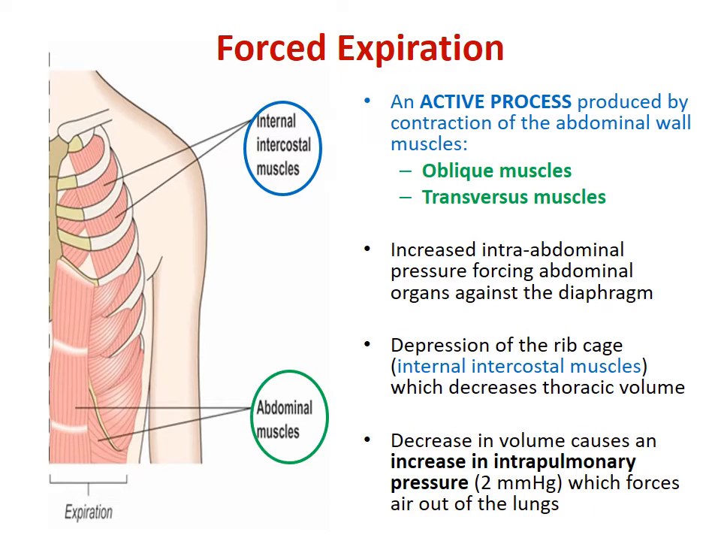During forceful expiration, which is an active process produced by the contraction of the abdominal wall, the oblique muscles and transverse abdominis muscles, these muscles are contracted. It increases the intra-abdominal pressure, forcing the abdominal organs against the diaphragm. There is depression of the rib cage by the internal intercostal muscles, which decreases the thoracic volume. A decrease in the volume causes an increase in the intrapulmonary pressure, which forces air out of the lungs. So these are the muscles involved in forceful expiration.